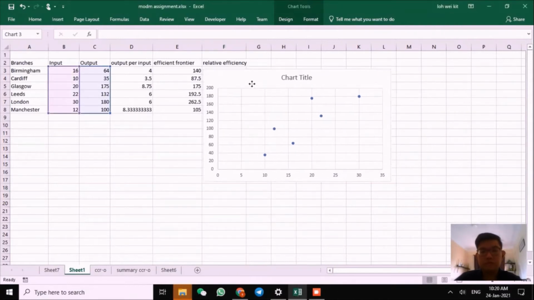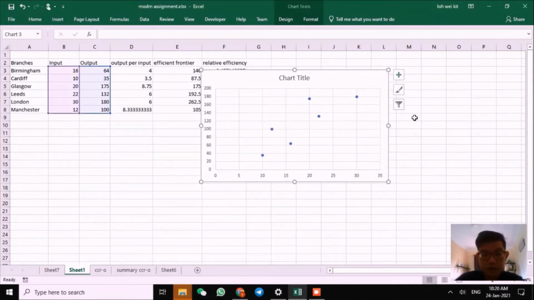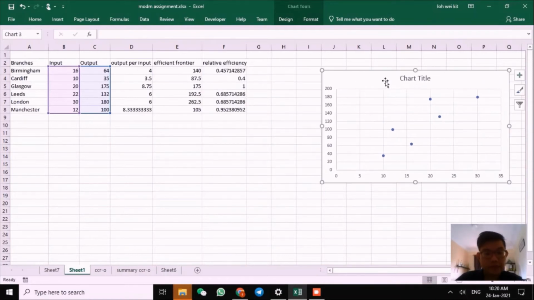Here is our result. For the point I mentioned just now, we know that Glasgow is the most efficient branch, so the frontier line is connecting from the origin to the point of Glasgow. By simple calculations, we know that the efficient frontier line is y equals 8.75x.